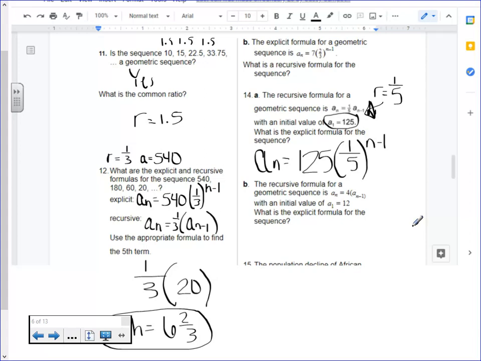The last problem on number 14, actually we have a number 15, I guess. So the recursive formula is this, with an initial value, what is the explicit formula? This is the exact same thing we just did. The only reason a recursive formula is good for anything is it tells you the common ratio. Common ratio is 4. First term right here is 12. So we start with A sub n, write down our first term, 12, take it times our common ratio, 4, and raise it to the n minus 1 power.